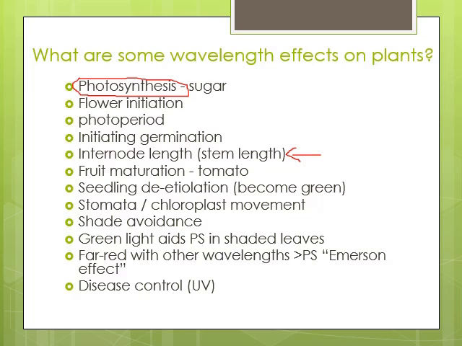Seedling de-etiolation, that might be a new term for some of you. Probably should have been covered in Plant Science 1, but doesn't matter. That's when the plant is triggered to produce chlorophyll. Stomata and chloroplast movement, that's probably new today. Shade avoidance, we've talked about that, but there's maybe a little bit of a twist on it.